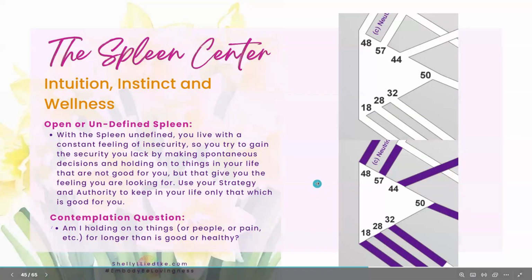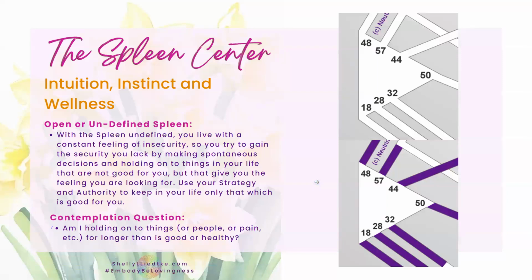When the open or undefined spleen is in the body graph, then there could be a sense of insecurity, like they might have a tendency to cling to someone who has this center defined in their chart. Obviously, in that case, there could be a situation of codependency that could arise and could be uncomfortable. So this sense of insecurity could be happening if that is the case.